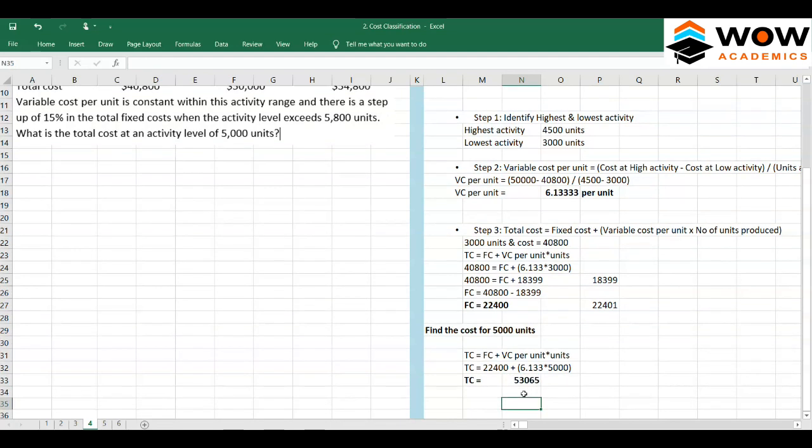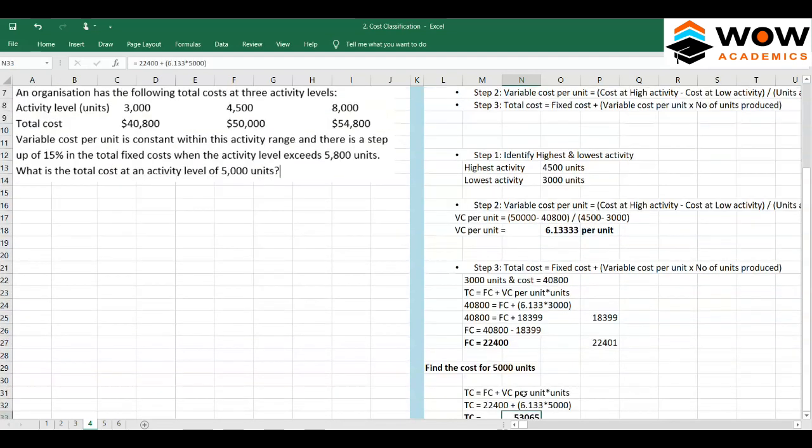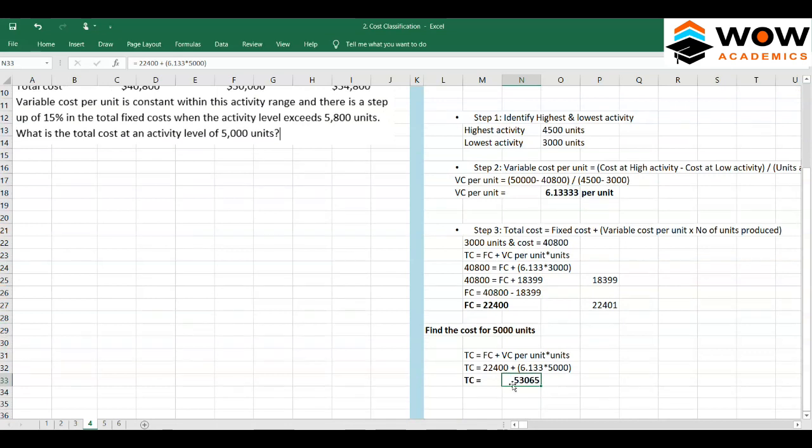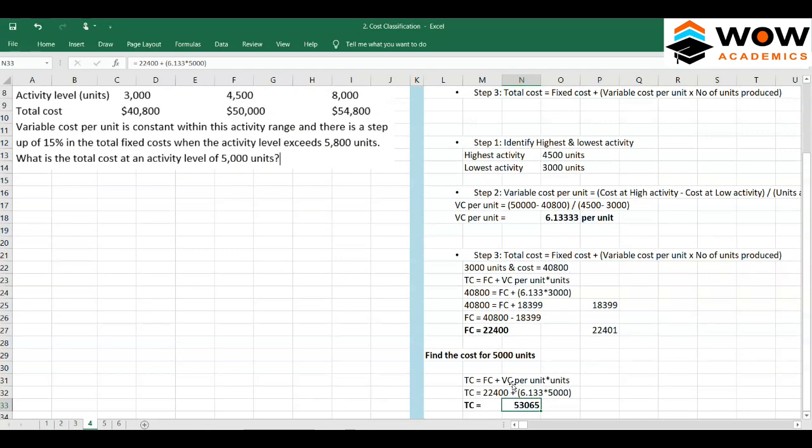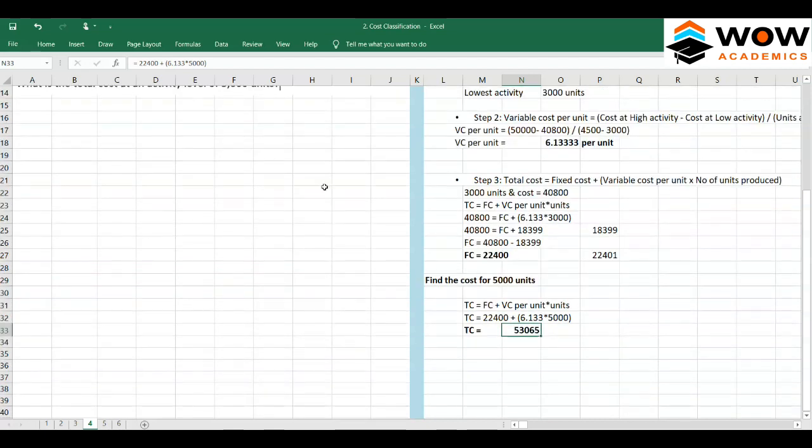So the total cost comes to 53,065. Is this answer correct? To find out if this answer is correct, see, this cost is a little bit more than the 4500 units cost, right? We are finding for 5000 units, so the cost should go a little bit more than for 4500 units. So it has to go more than 50,000.